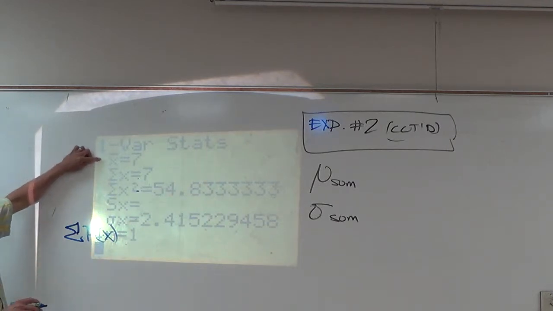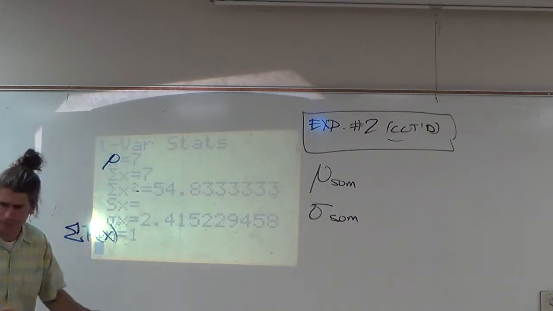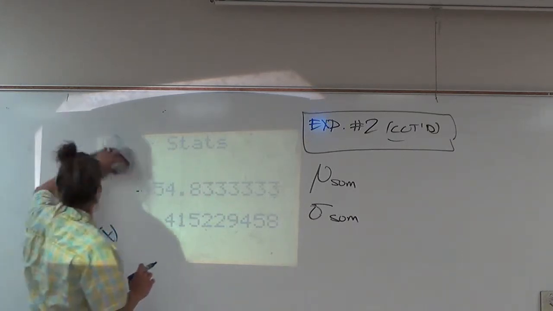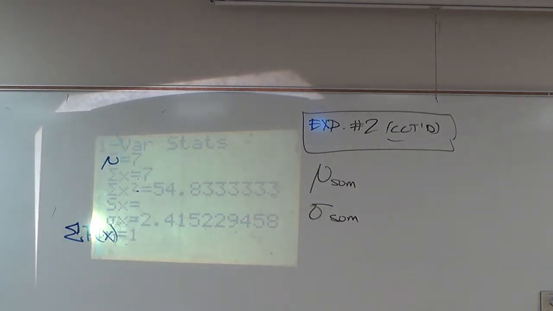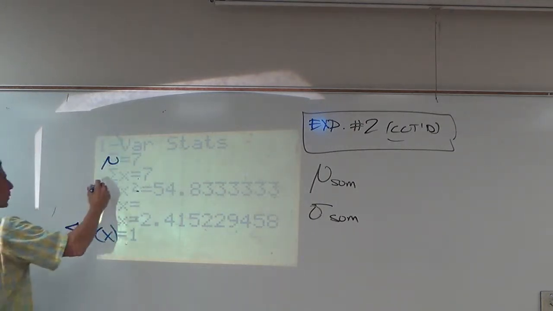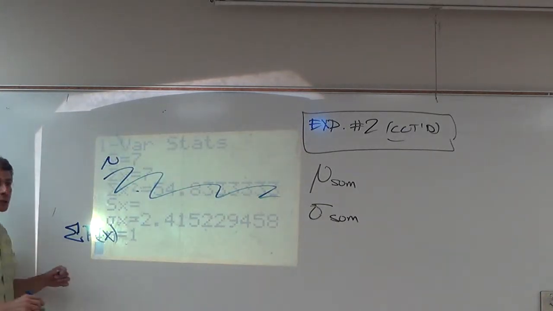Now remember, I gave you this warning, I think on Thursday of last week. It calls it X bar. It should really call it mu, but it won't. That's a mu. Mu. There we go. So the TI does not know. Everything else you can ignore. None of this stuff is meaningful except for the standard deviation and the average.